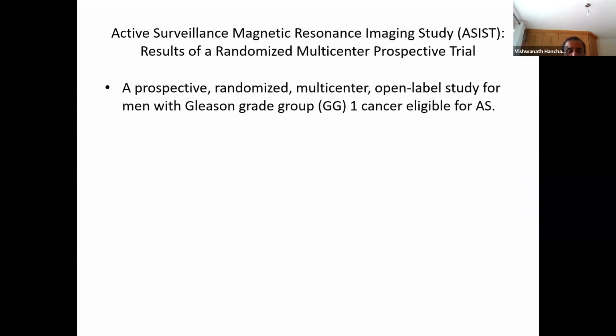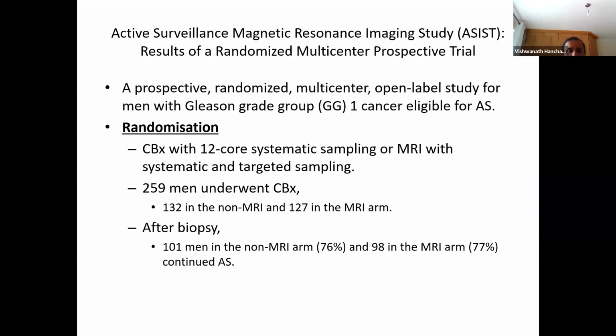Now, briefly about the MRI. This was the ASIST trial, which was done by Klotz and the team. It's a prospective randomized multicenter open label trial, mainly for grade group 1 cancers that are eligible for active surveillance. What it included is 12-core systematic biopsy sampling, or MRI with systematic and targeted sampling. Initially there were 259 patients, equally divided into 2 groups. After the MRI, 100 men were included in the non-MRI arm and 98 in the MRI arm.